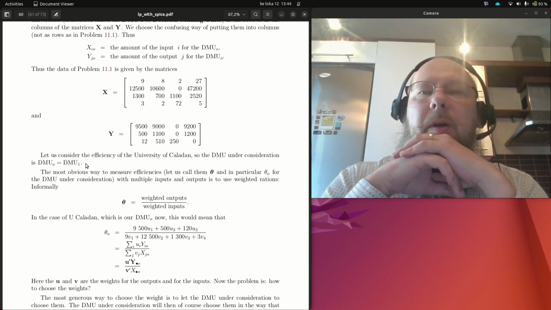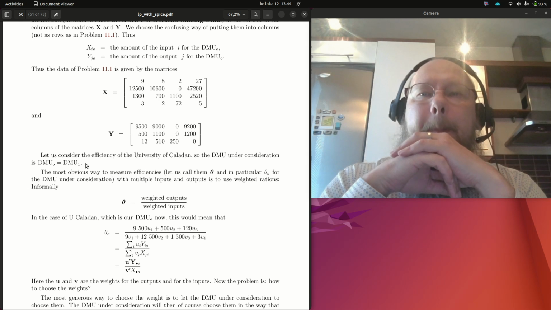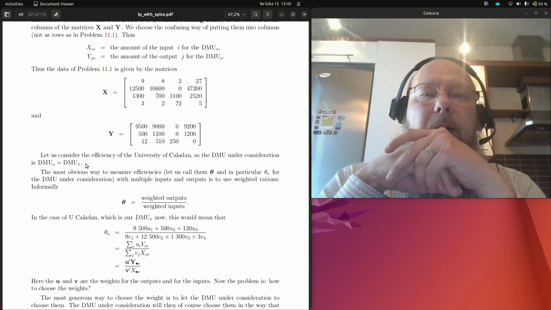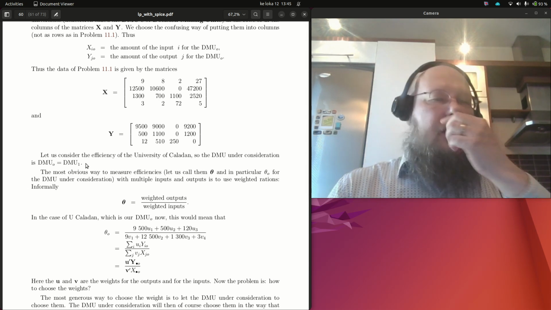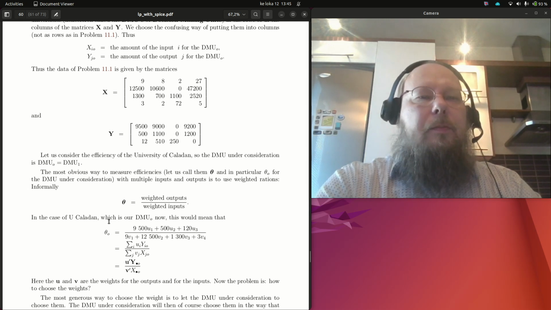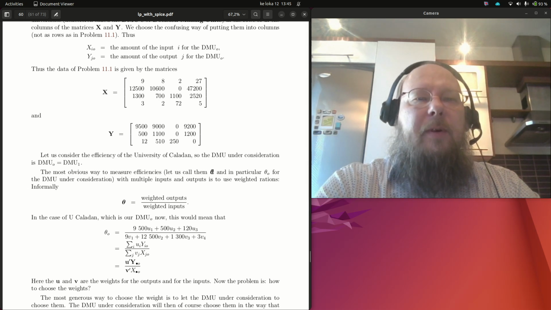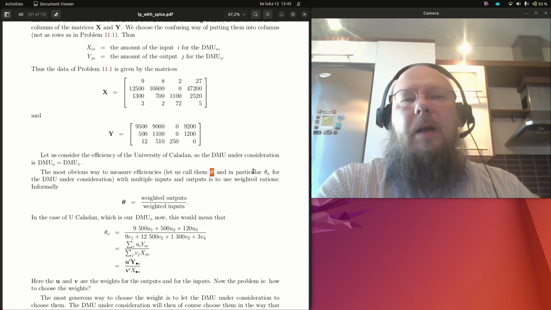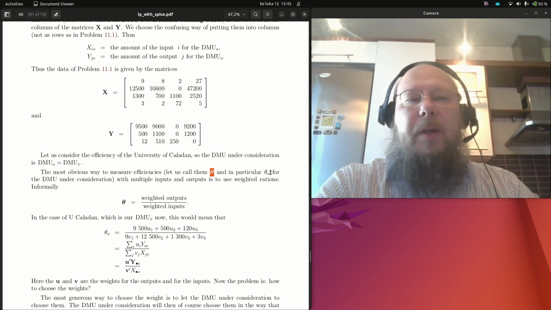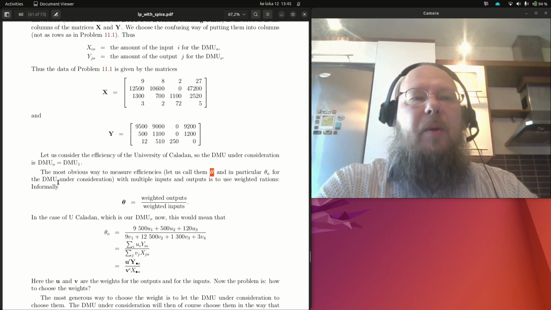Then we should understand or calculate somehow the efficiency, and now this is a bit of a problem. What does it mean that there is an efficiency? Let's call it theta. The boldface theta is a vector for all these efficiencies, and then theta subscript o would be the efficiency of the DMU under consideration.